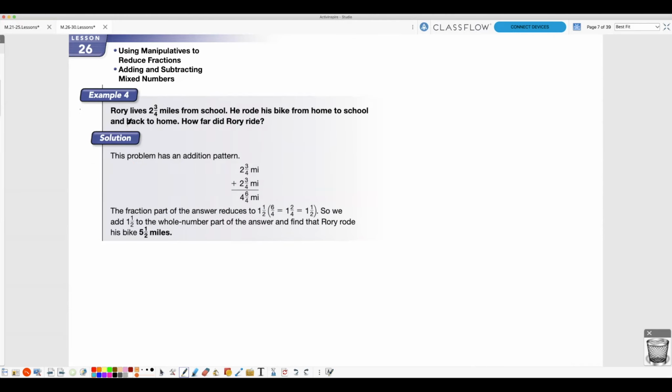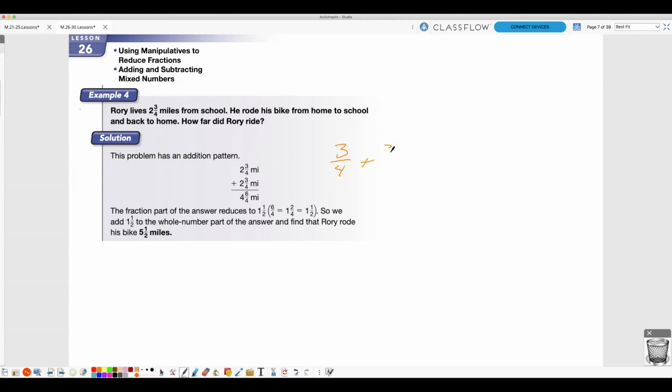Example 4, Rory lives 2 3/4 miles from school. He rode his bike from home to school and back to home. How far did Rory ride? This is an addition problem. So you've got 2 and 3/4 plus 2 and 3/4. You have to add the whole numbers first. So 2 plus 2 is 4. And then you add the fraction pieces.